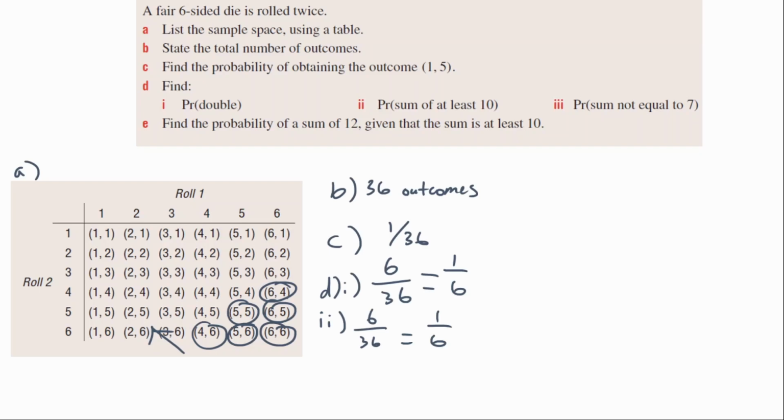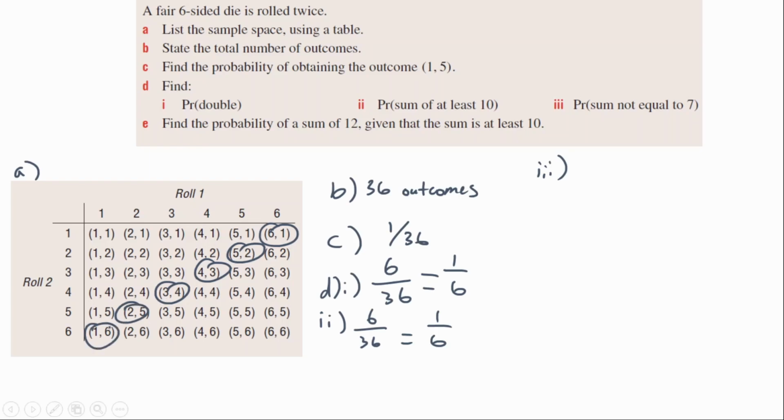And the last one is the probability that the sum does not equal 7. So that's question D, part 3. I'm going to start by circling all the ones that do equal 7. So that's going to be all of these here. 6 plus 1, that's 7. 5 plus 2, that's 7. 4 plus 3 is 7. 3 plus 4 is 7. 2 plus 5 is 7. And 1 plus 6 is 7. So there's only a total of 6 outcomes that equal 7. So I can do 36 minus 6 to find out how many don't equal 7. That's going to be 30 out of 36. And I can simplify that again, divide both the top and the bottom by 6. And that will give me a probability of 5 out of 6.